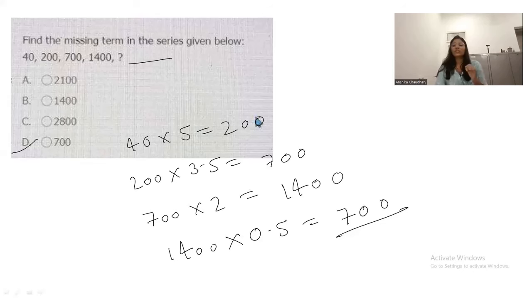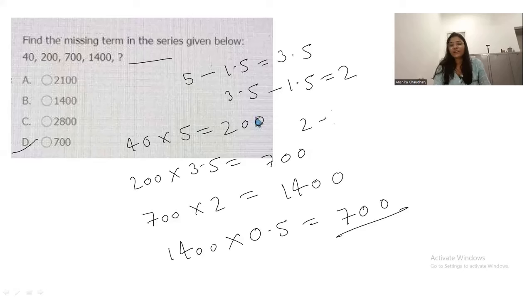Now, what is the logic? The logic here is that, first of all, we have multiplied by 5. Then we subtract 1.5 from it, so we get 3.5. Then we subtract 1.5 again and we get 2. Then 2 minus 1.5, and we get 0.5. And then at last, we multiplied by 0.5 and we get 700 as the answer. So that was the logic behind it. Let's move on to the next question.